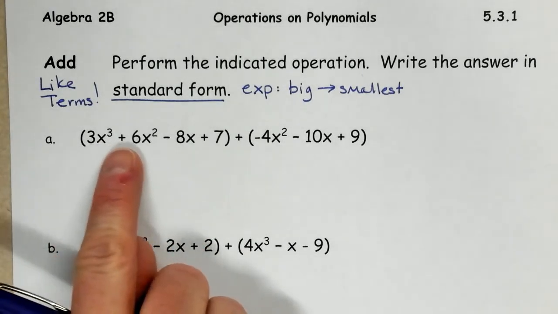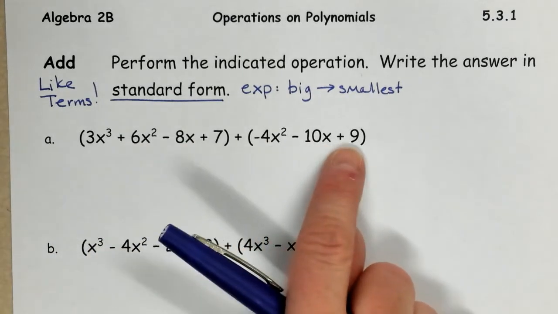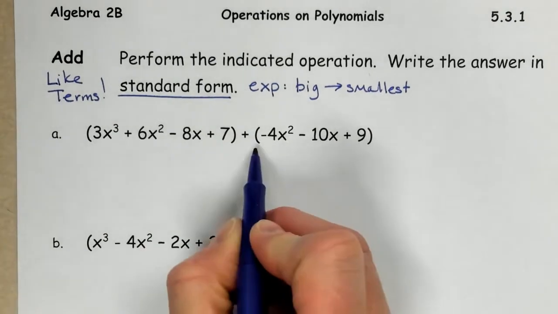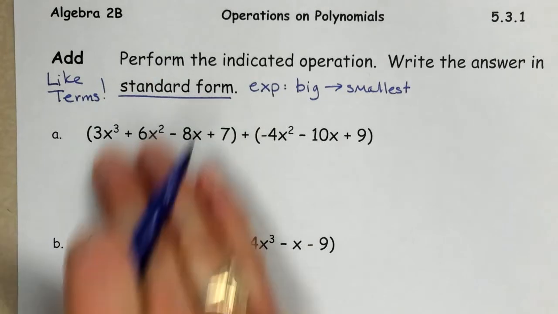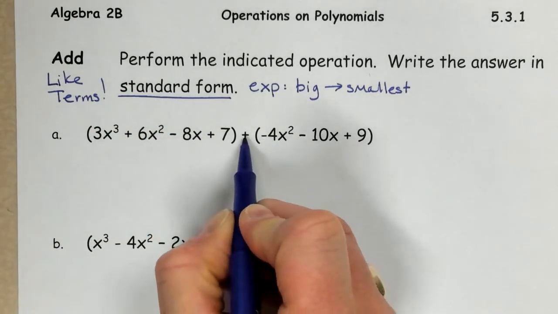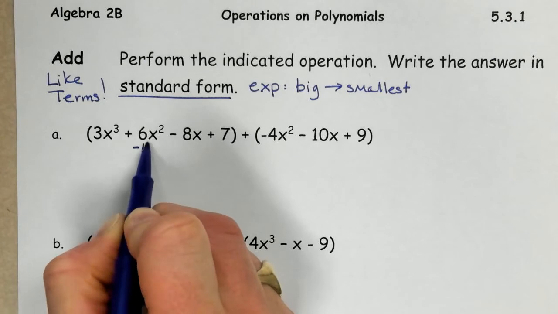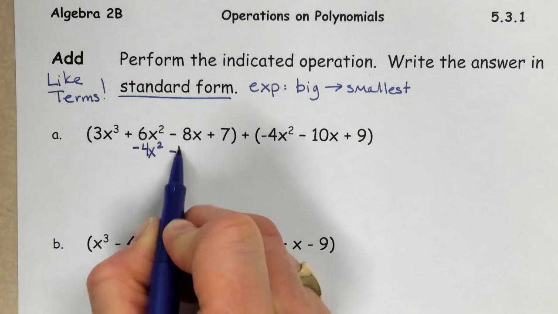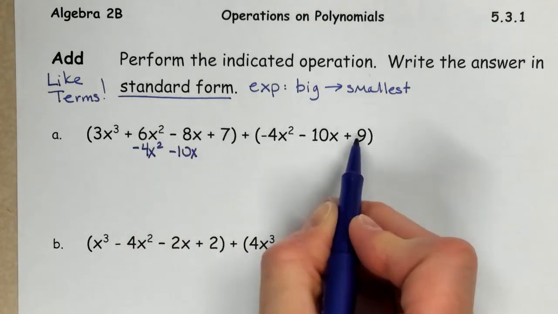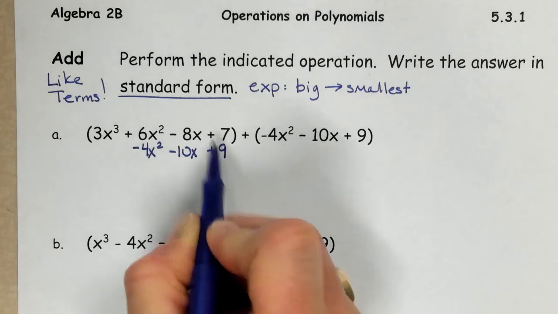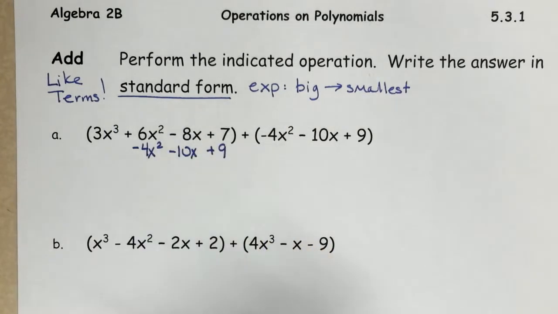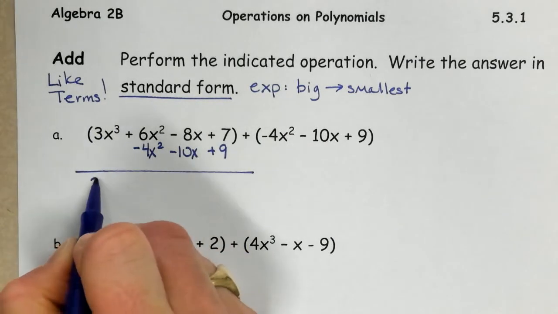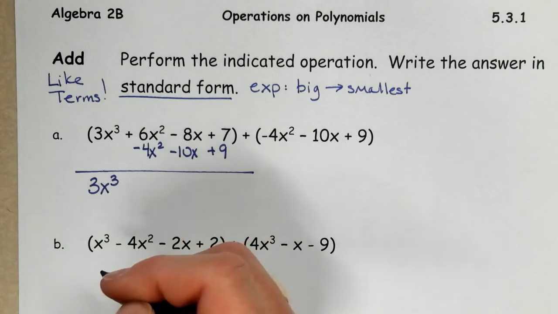So if I'm going to add this 4-piece polynomial to this 3-piece polynomial, I'm just going to add up the like terms. I like to move the second polynomial underneath the first polynomial and line things up. So I'm going to write a negative 4x squared underneath the 6x squared because they're like. I'm going to put the negative 10x under the negative 8x, and I'm going to put the plus 9 under the plus 7, so all my matching numbers are present. 3x cubed did not have a like term, so it'll stay 3x cubed.